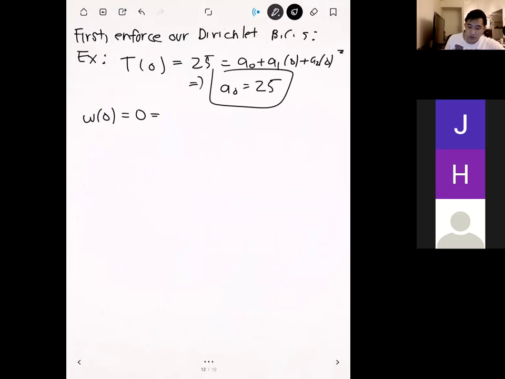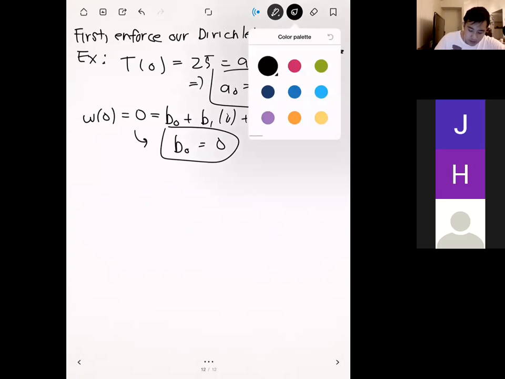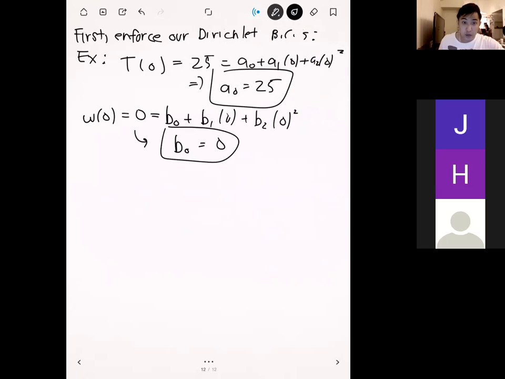And then by that same token, we know that w of 0 also has to equal 0, because remember, wherever we have a Dirichlet boundary condition, our weighting function has to disappear. And so this is going to be equal to b0 plus b1 times 0 plus b2 times 0 squared. And this tells us that b0 is equal to 0. So right off the bat, just by applying our Dirichlet boundary conditions, we've solved for 2 of the coefficients. And with these solved for, we're ready to plug in.